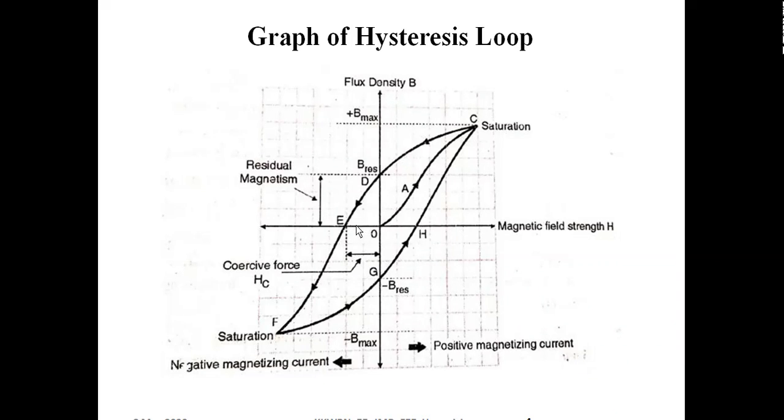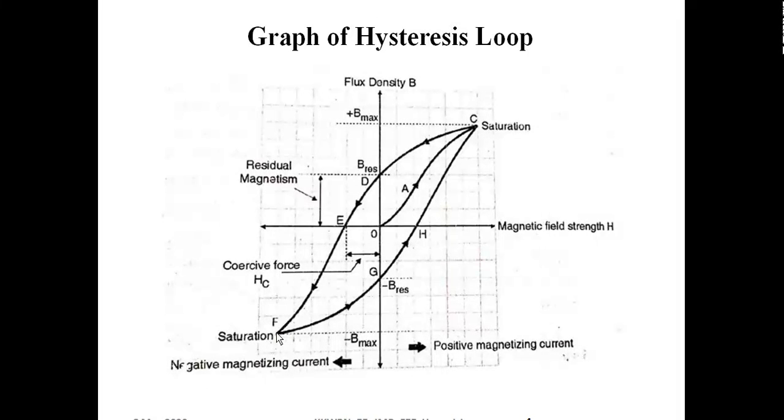that is, in the negative value of this force is needed to reduce the flux density to 0 value. Further, if you go on decreasing the current, now here decreasing means increasing the current in the negative direction, then we'll finally get the point F. F point is again the saturation point, but it is in the reverse direction of the current and magnetic flux.